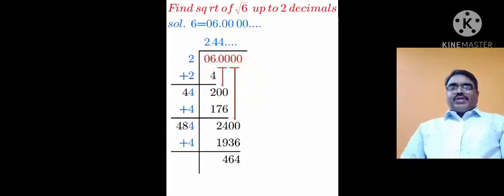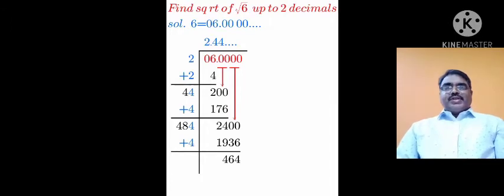Find the square root of 6 up to 2 decimal places. 6 can be taken as 0, 6, taking 2 pairs of zeros here since we have to find up to 2 decimals. Take as many pairs of zeros as you wish to find as many decimals. Since we need to find up to 2 decimals, you have taken here 2 pairs of zeros, 0, 0, 0, 0. Taking 0, 6, 0, 0, 0, 0 as a dividend, continue the procedure.